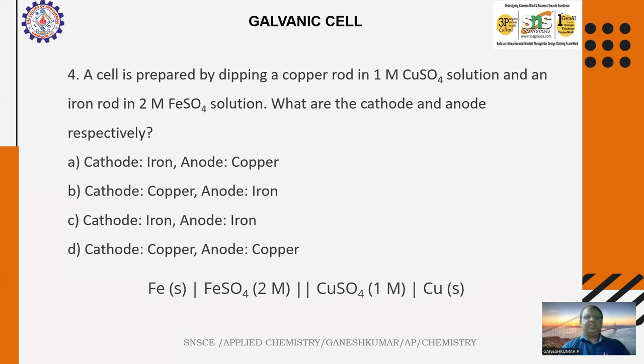A cell is represented by dipping a copper rod in 1 M copper sulfate and an iron rod in 1 M iron sulfate. What are the cathode and anode? In this cell representation, whichever is present on the left side acts as the anode. So iron is on the left side, so iron is the anode and copper is the cathode.